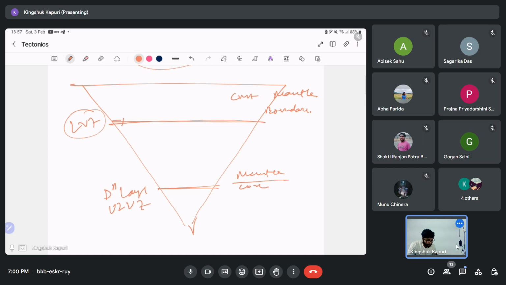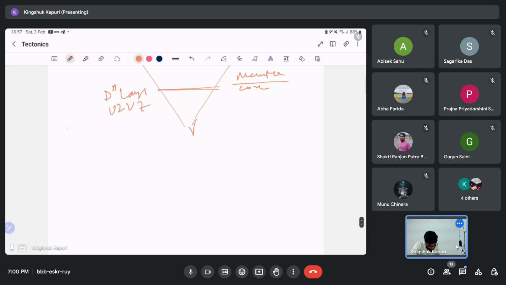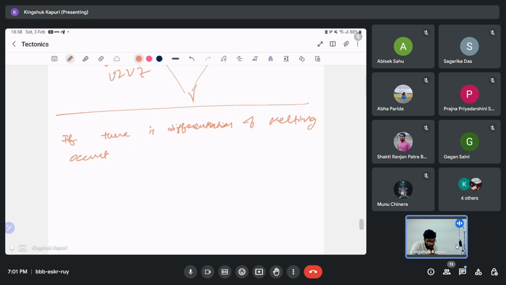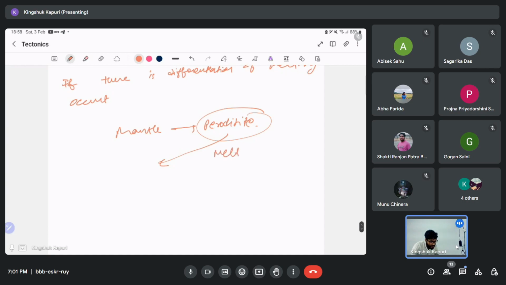Okay, now I have talked previously about the process of differentiation, right? Now can you tell me, if there is differentiation and melting occurring simultaneously at the subsurface, so we have seen that the composition of the mantle is peridotitic composition, right, peridotite. And the composition of chondrites is also resembling peridotite, but if we melt this peridotite, what will we get?